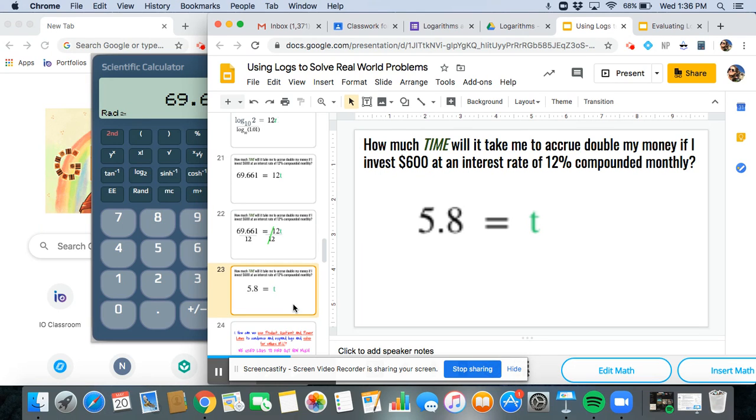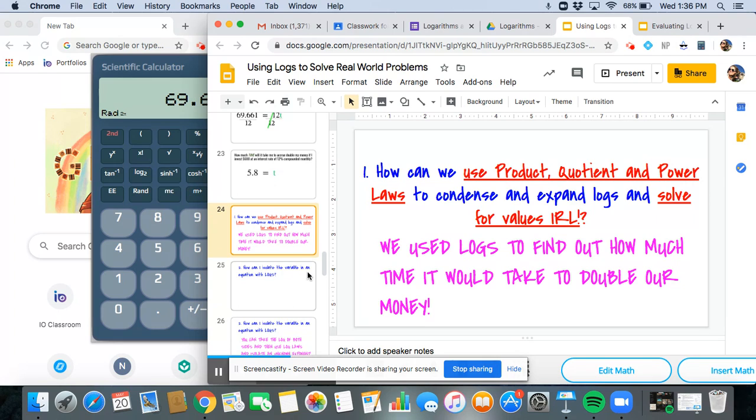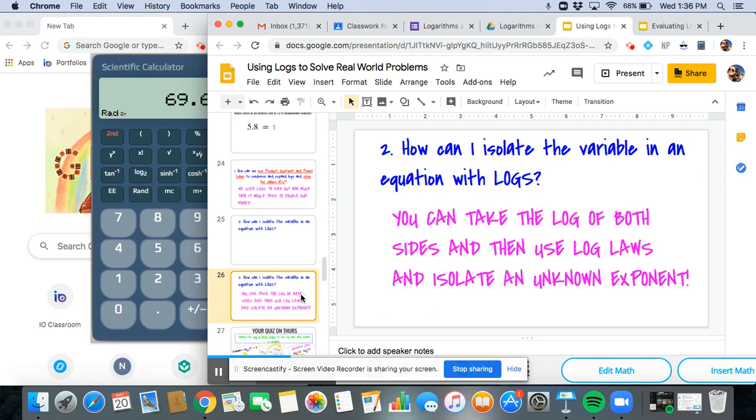How did we know? We used logarithms so that we could use the power law, get the exponent down on the ground so that we could solve for it. We also learned that you can divide by an entire log to isolate a variable.